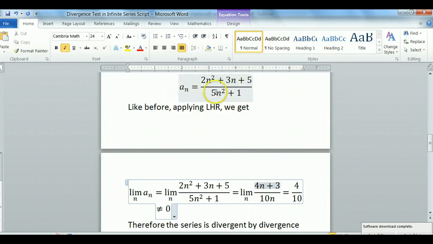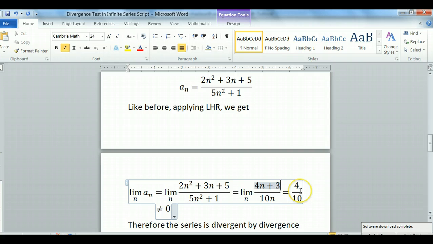And then if we differentiate the bottom, we'll get what? 10n. Well, what's the limit of this? Well, you can differentiate it again, right? In which case the derivative of 4n plus 3 is 4, and the derivative of 10n is 10, so we have 4 over 10. So once again we got the limit of the sequence to be 4 over 10, 4 tenths.